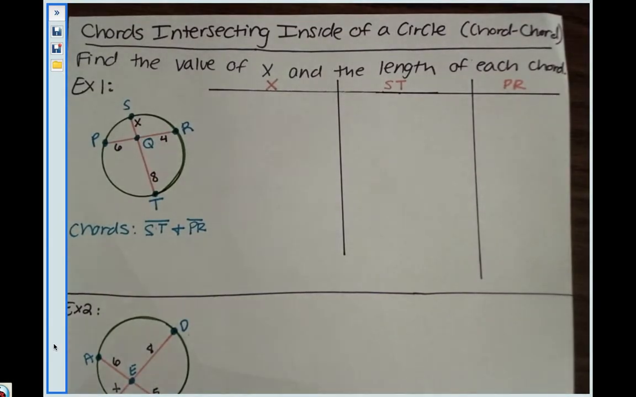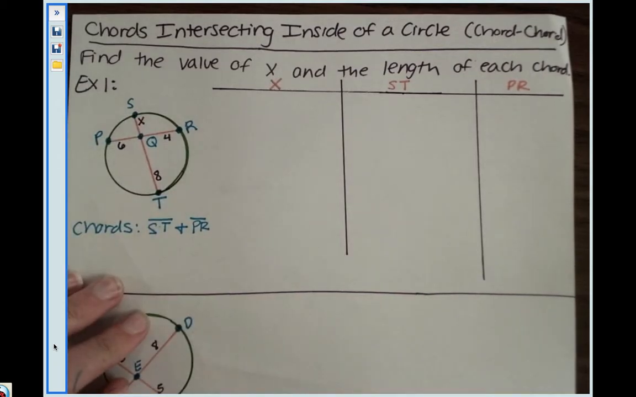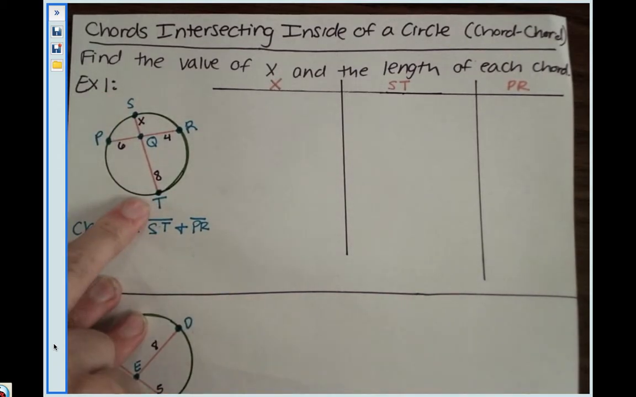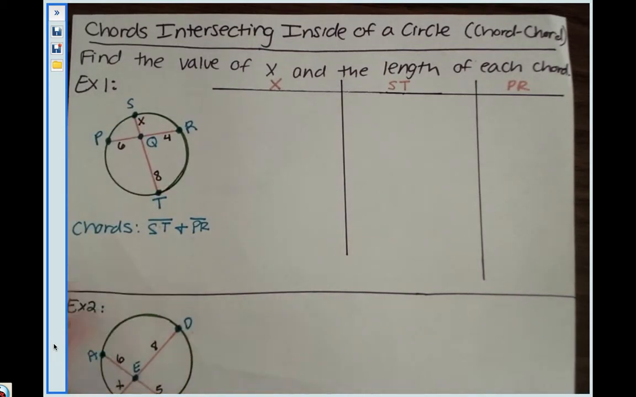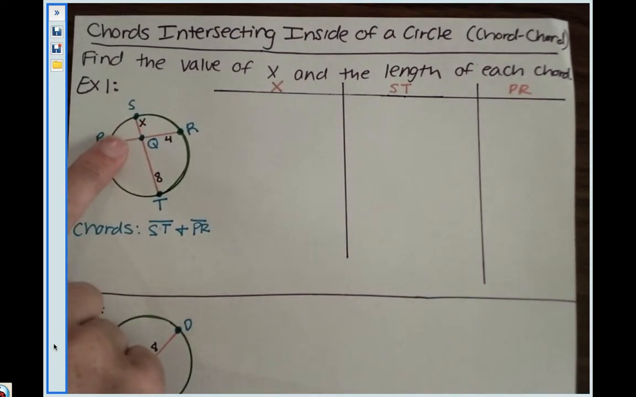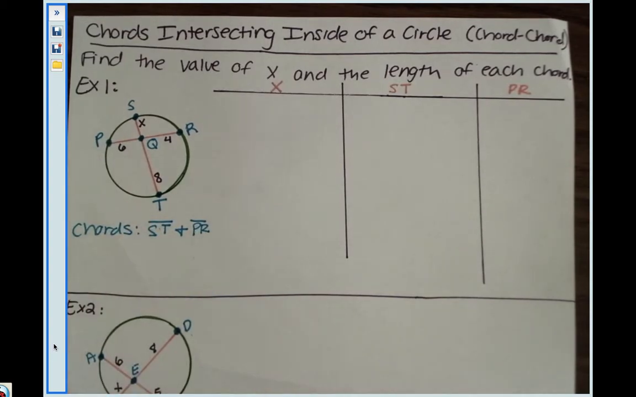All right, so I'm going to identify my two chords and the pieces that make up each chord. On chord ST, which two segments make up that chord? It is SQ and QT, which I'm going to highlight so you can see it a little better.